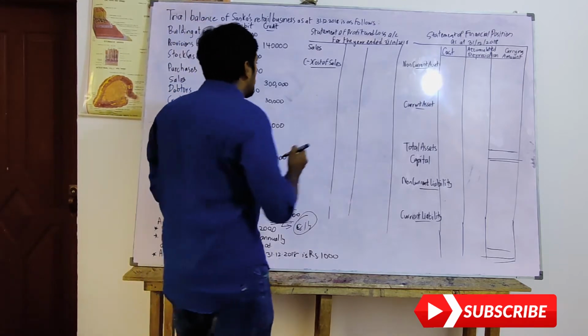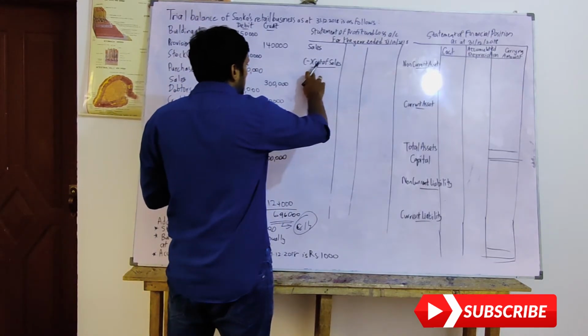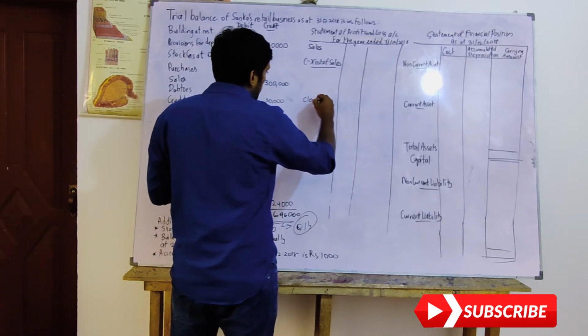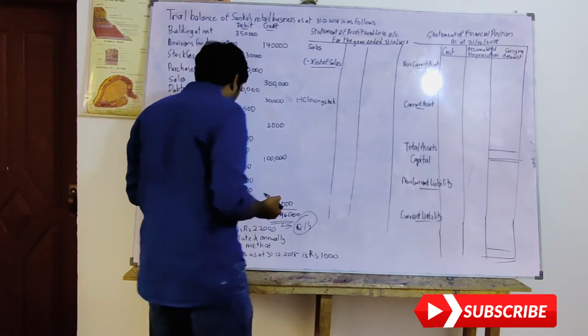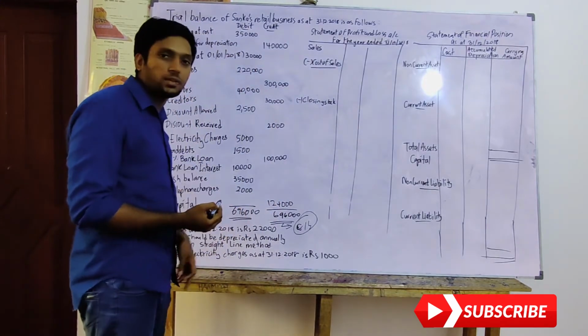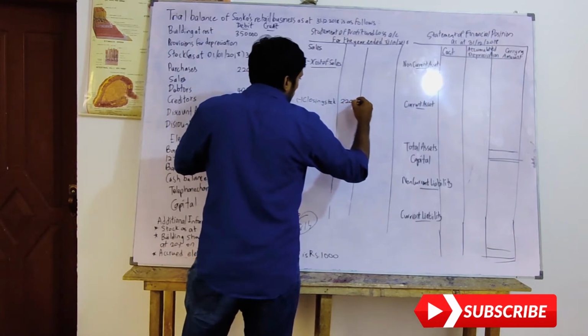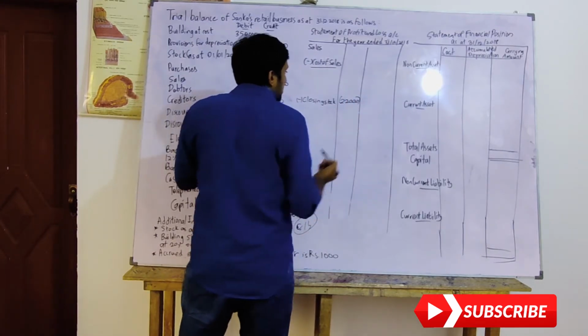Under cost of sales you can leave some space, maybe 4 lines, and write closing stock. So here we found closing stock is a deduction. So here you can see closing stock as 22,000. So I'm going to write here 22,000. And I'm going to put it in brackets, as it's a deduction.